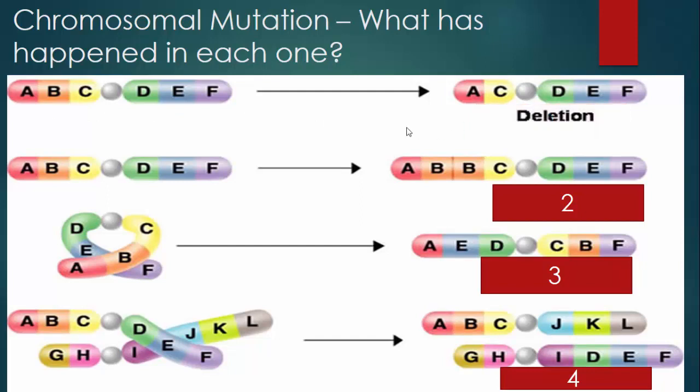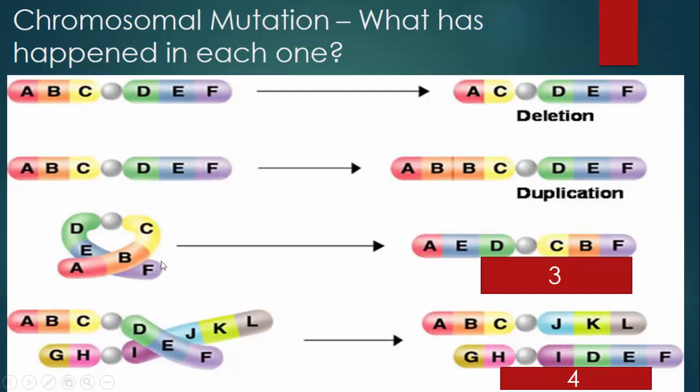We call that deletion. Over here, we have A, B, C, D, E, F. Over here, A, B, B, C, D, E, F. This time it's called duplication. We haven't inserted a new letter. We've simply duplicated the information. So that's why it's A, B, B, C, D, E, F.